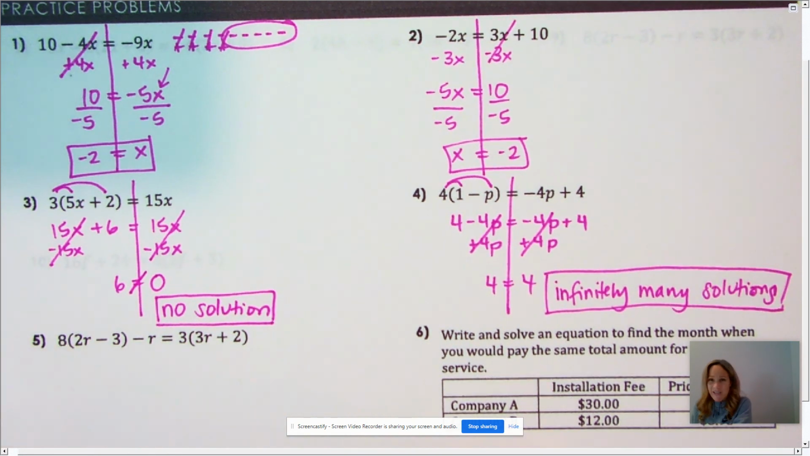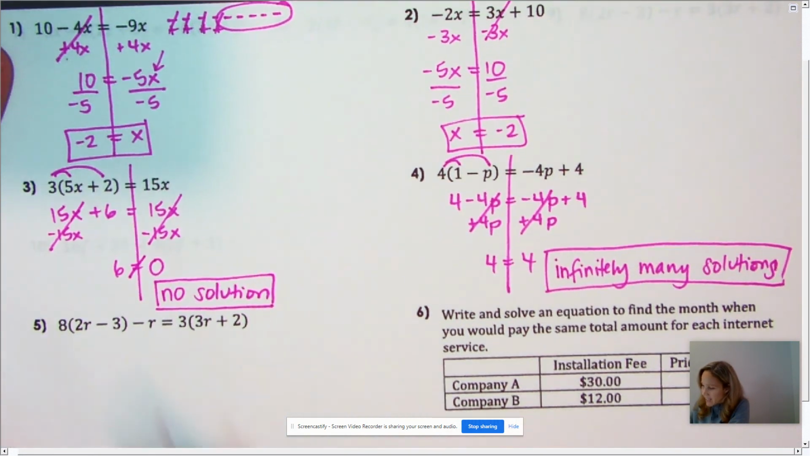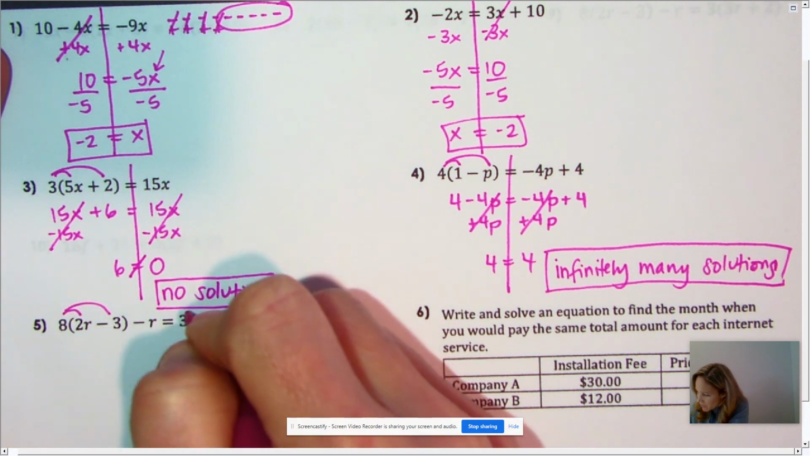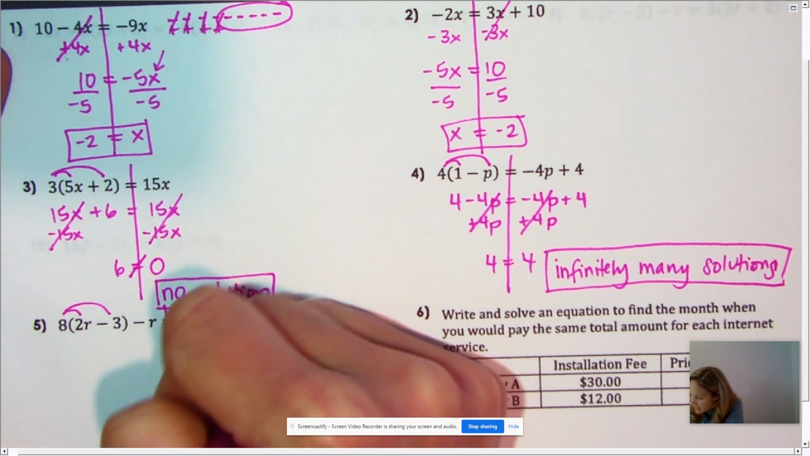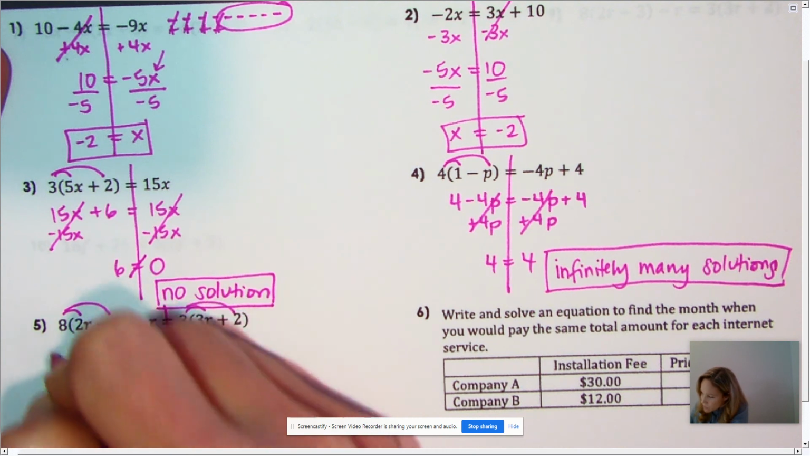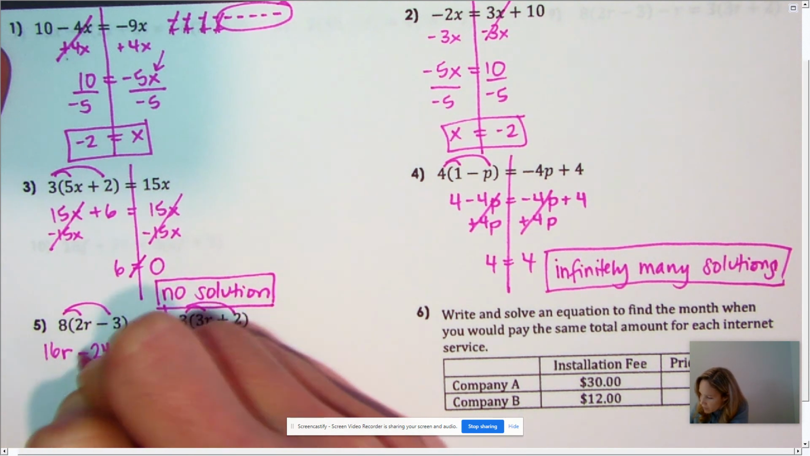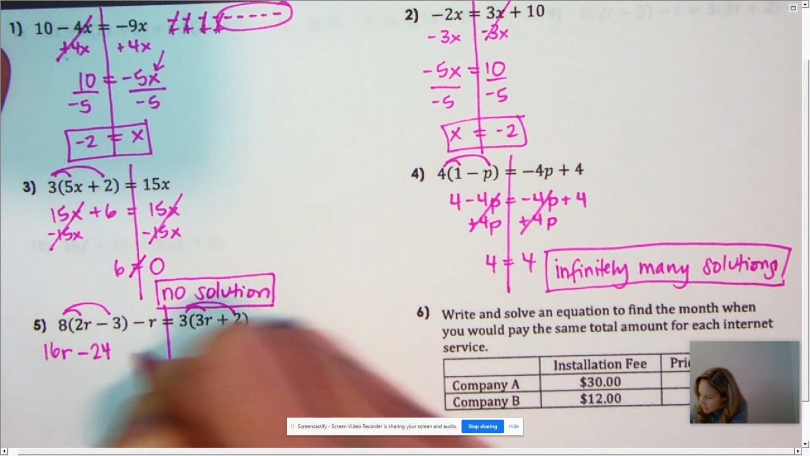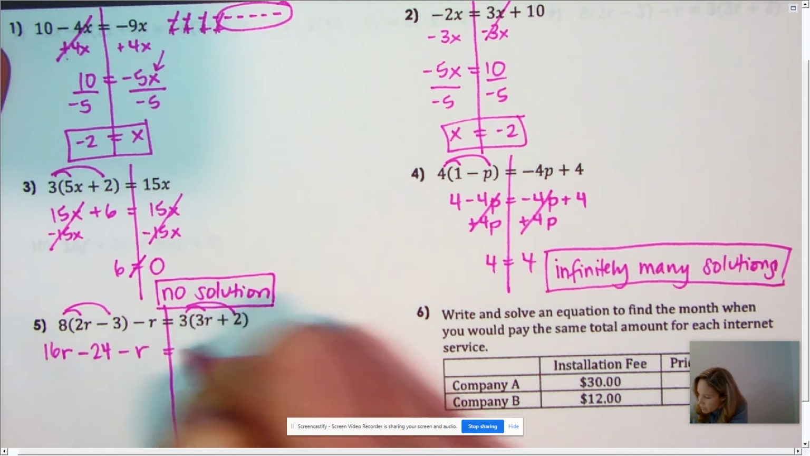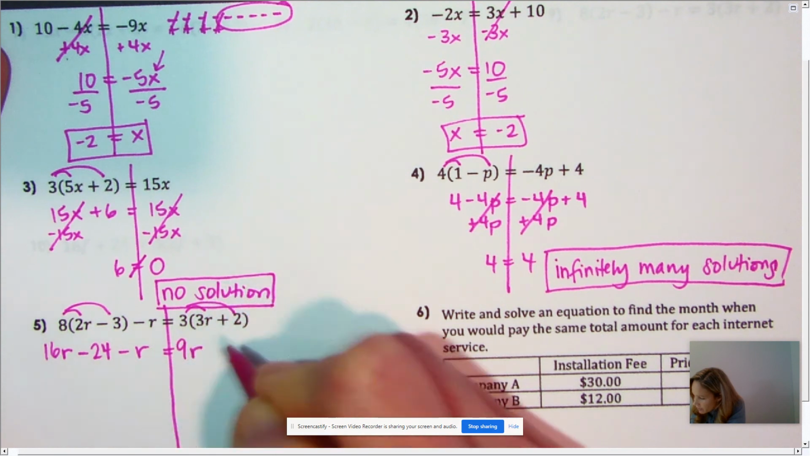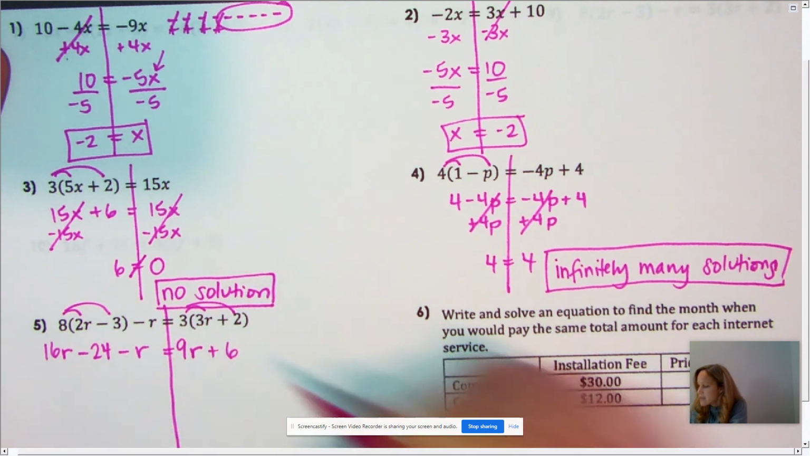All right, question number 5. We are going to go ahead and solve that one. So I'm going to start by distributing. Then I'm going to combine some like terms. So I'm going to go 8 times 2 is 16r. 8 times 3 is 24. A positive times a negative is negative. And then we have that minus r. Then 3 times 3r is 9r. 3 times 2 is 6.